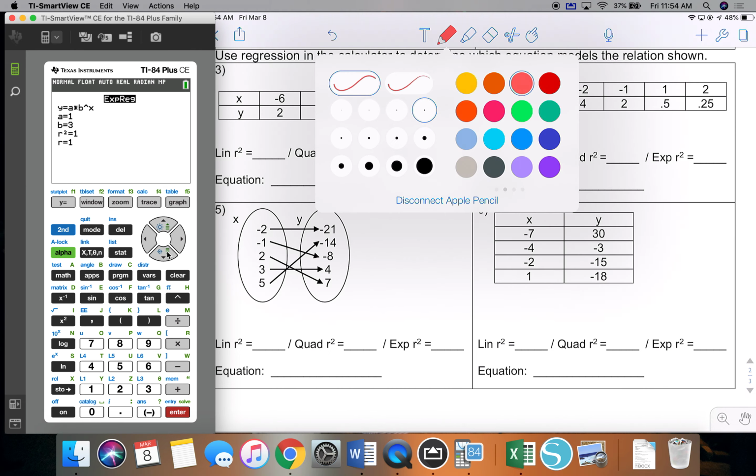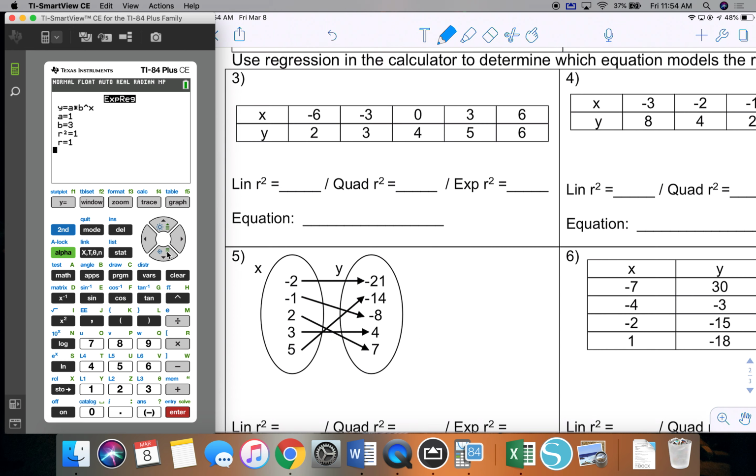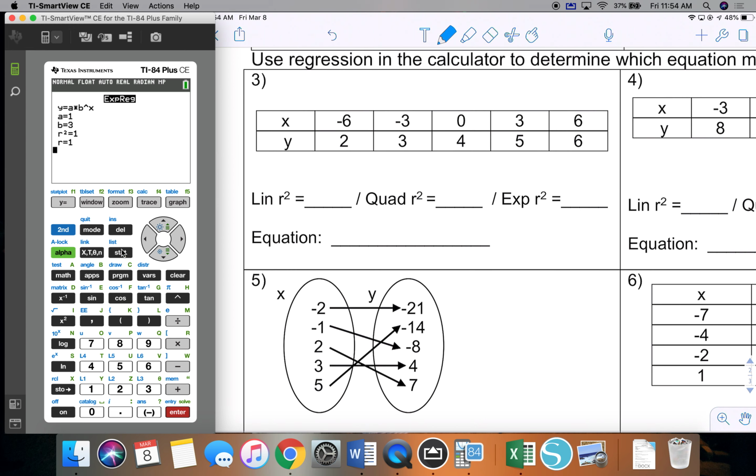Now on the back, 3, 4, 5, and 6, they do not tell us what type of regression we need to use or what type of data this is. So we're going to put these in Stat Edit and look at all of them. So we're running options 4, 5, and 0.